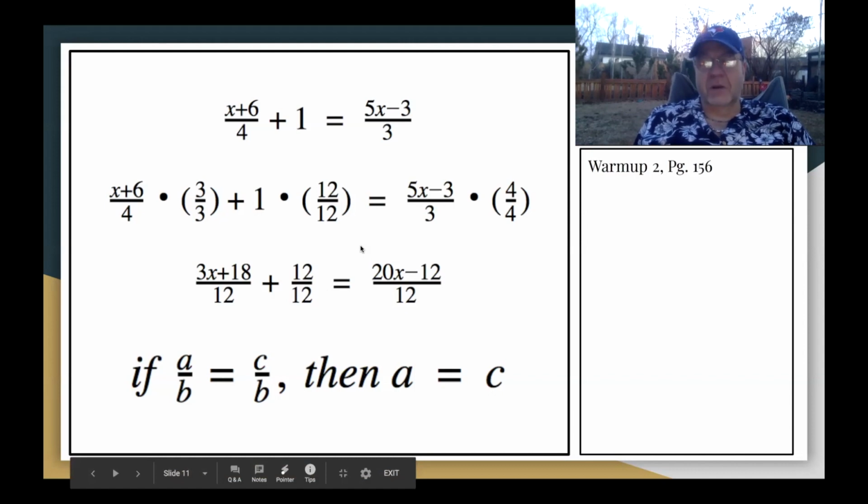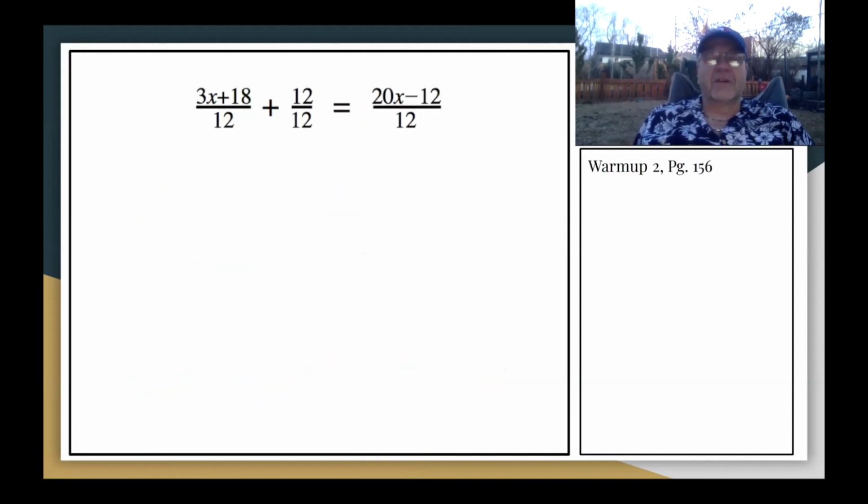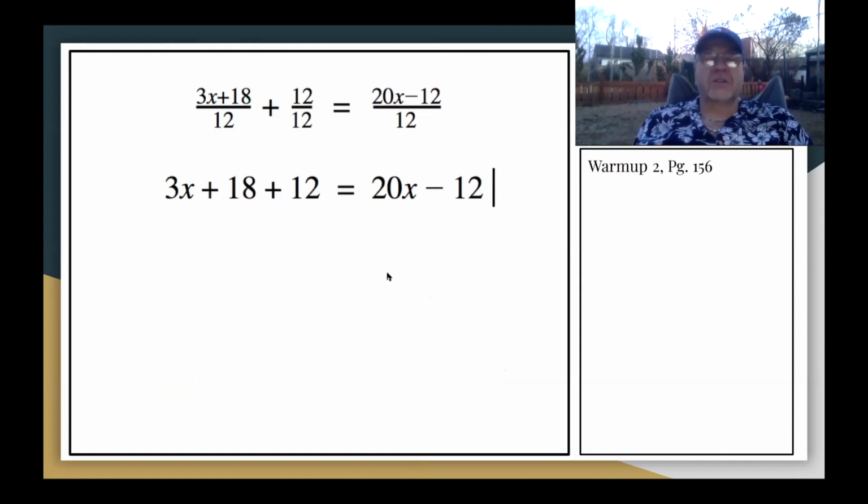Now, how's that going to work in practice? Well, here's our expression that we have from the question. And you notice that they're all over the same denominator. That rule we just looked at says that we just have to look at the numerators. So 3x plus 18 plus 12 is going to be equal to 20x minus 12.